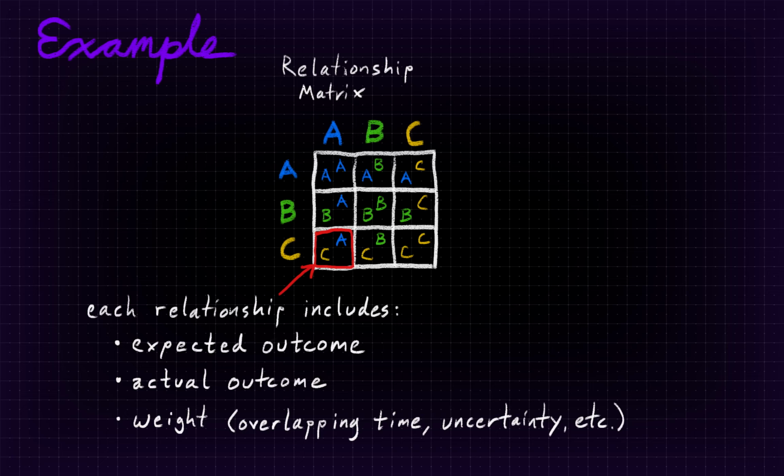And then lastly, each relationship includes all the data we need to evaluate how important that relationship is. Most obviously, that's overlapping time, but it will also include the uncertainty of the ratings, as well as different weights if players are on the same team, or in the same party, or if one of them is a bot.